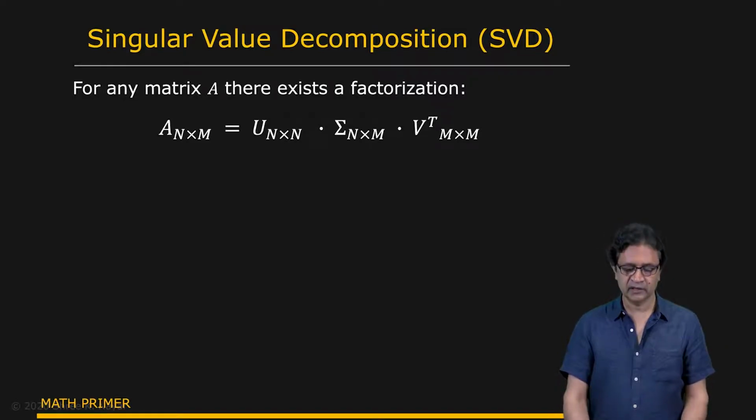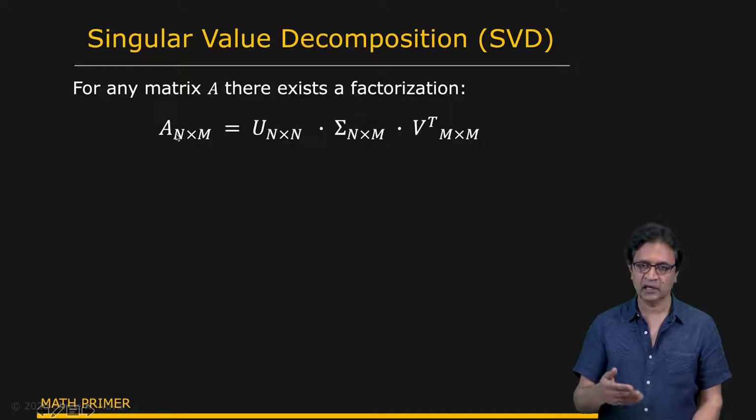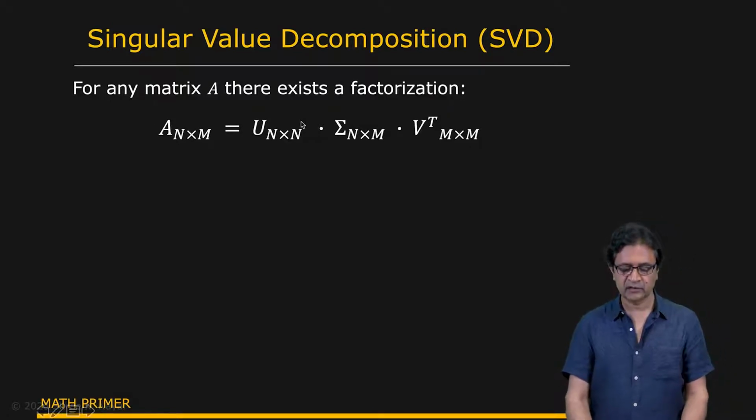So what is SVD, singular value decomposition? What we showed before is that for any matrix A, there exists a factorization. You can take A, which is, let's say, an n by m matrix, and factorize it into U, sigma, and V transpose. U is an n by n matrix, V is an m by m matrix, and sigma is an n by m matrix. Now, these are not just any arbitrary matrices. That's what makes SVD very powerful.